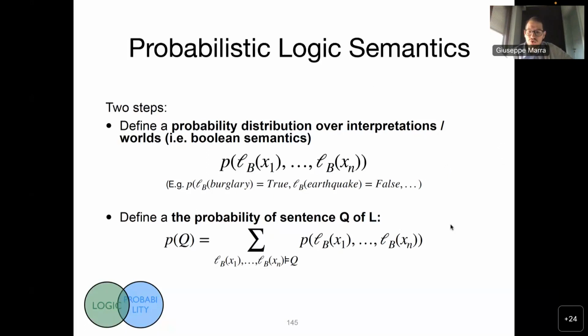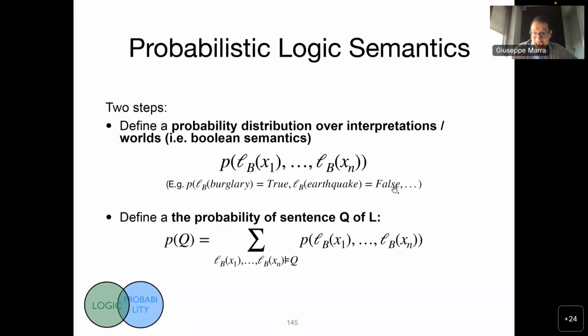The idea is that you define a probability distribution over Boolean assignments, so over a Boolean interpretation. So for example, you pick a given interpretation, for example, burglary true, earthquake false, and so on and so forth.